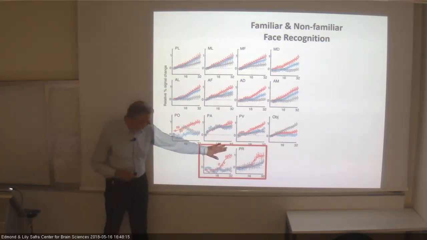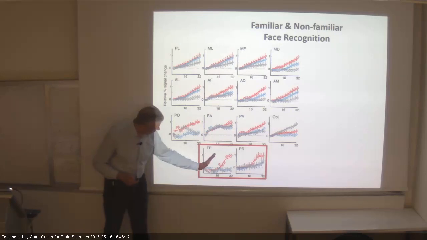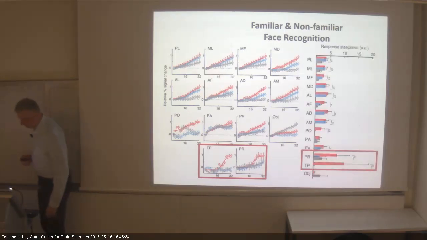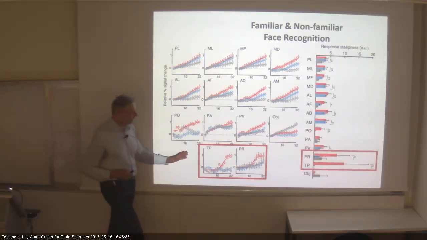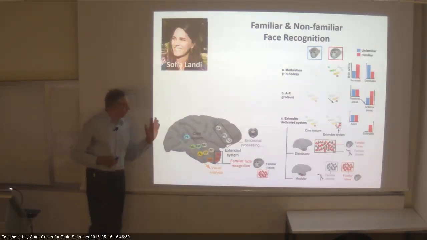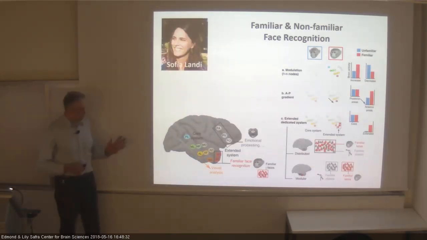And actually in area TP, there's only a response in this deblurring to the familiar faces, not to the non-familiar faces, and not to the objects. And in PR, there's a big difference in response here. And we can quantify this. This nonlinearity is significant for these two areas, not for the other ones. So what Sophia found is that there are two new areas that are selectively processing familiar individuals.